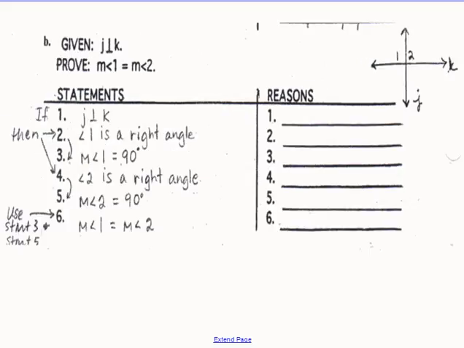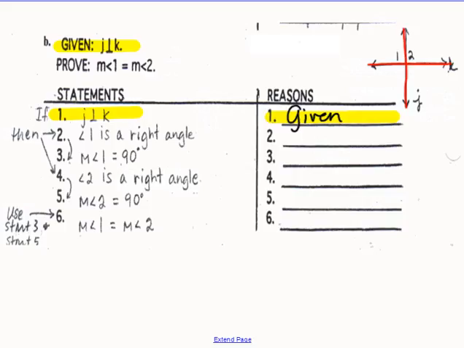All right, last one for today. We are looking at a proof here that says the given is J is perpendicular to K. J is perpendicular to K. So this means that that is given. If you look in the picture, they're saying line J is perpendicular to K.